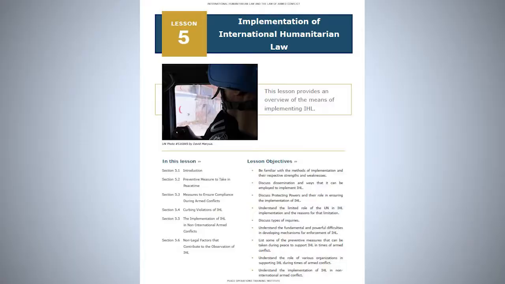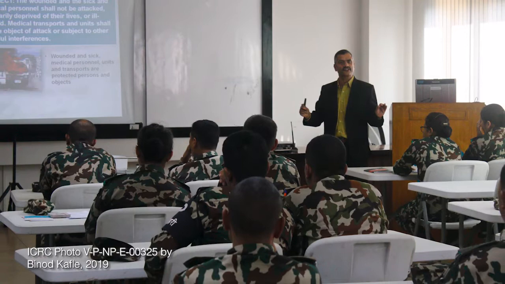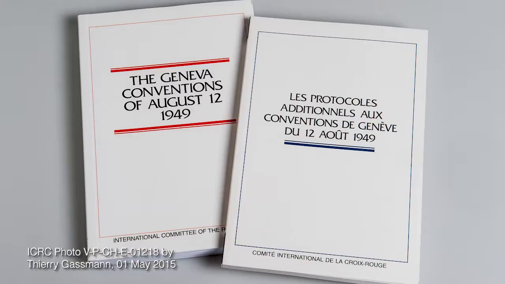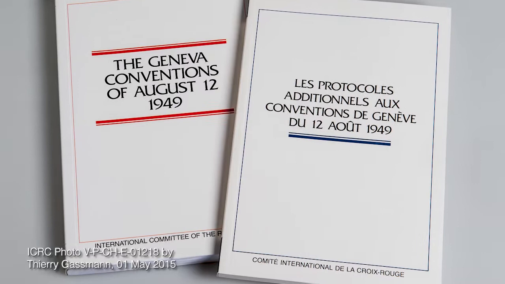Lesson 5 will discuss how IHL is implemented. Implementation mechanisms include preventative measures in peacetime, such as states educating their armed forces and passing national legislation that upholds IHL. You'll also learn how the Geneva Conventions of 1949 and Protocol 1 obligate states and military commanders to uphold the conventions and prevent and stop violations.